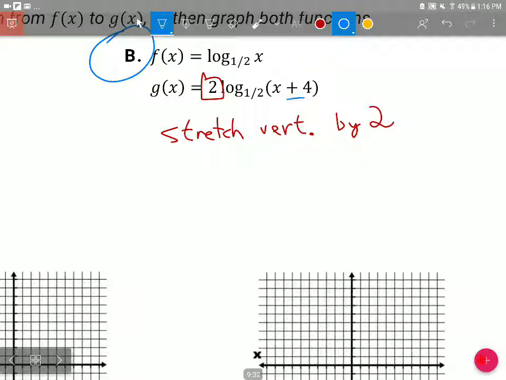All right, what about the 4? You're adding, so we automatically know it's a what? Shift. Does it go to the right, or does it go to the left? Why is it left? Because it's in the parentheses. It is the opposite, so it's a shift left by 4. Cool.